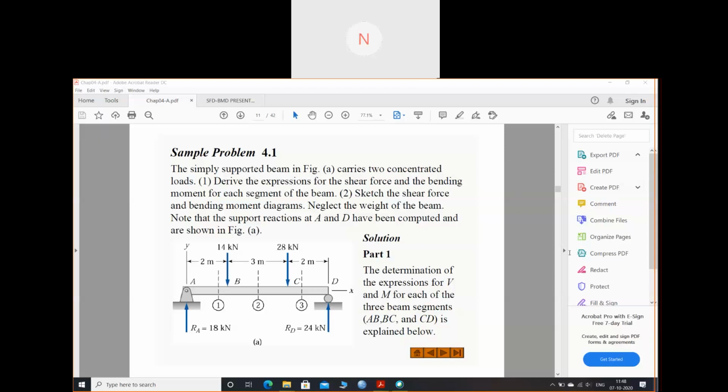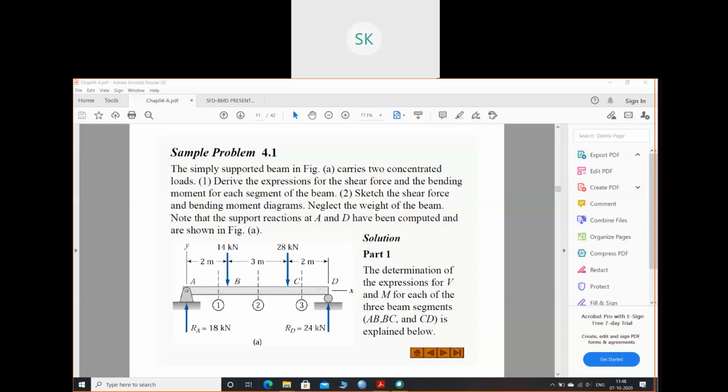Okay. So last class we discussed how to find the shear force and bending moment diagram for a simply supported beam for one load, right? Now let's solve one more numerical with the same simply supported beam with two point loads. Now we have two point loads. The simply supported beam has a 14 kilonewton load and another load of 28 kilonewton.